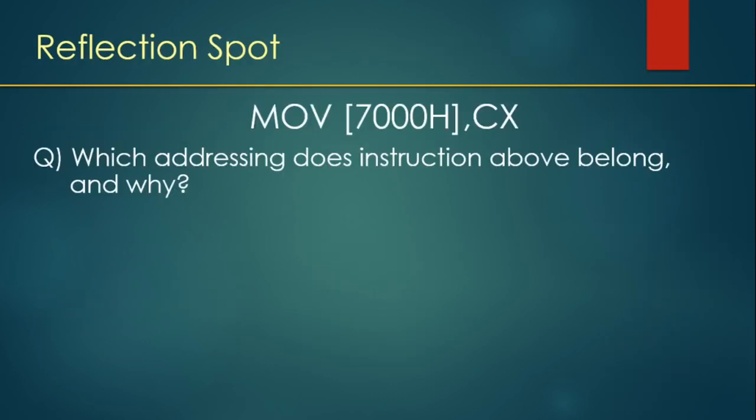So let us recall what we have studied till now. We have posed a question: MOV [7000], CX. Which addressing mode does the instruction above belong to and why? What we have to think is where is the source and where is the destination. You can now pause for a minute and identify where the data is, where the address is, and how the data is flowing from the address or the memory. Just identify what is happening in this instruction.